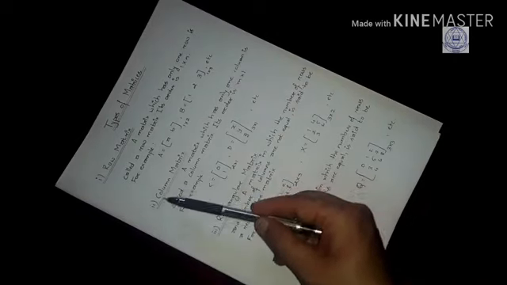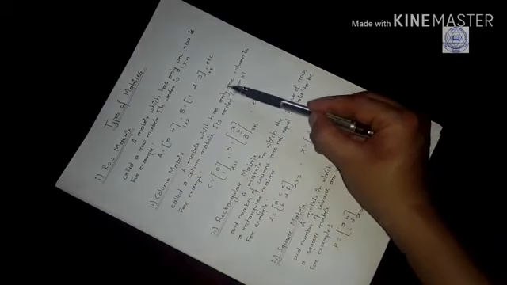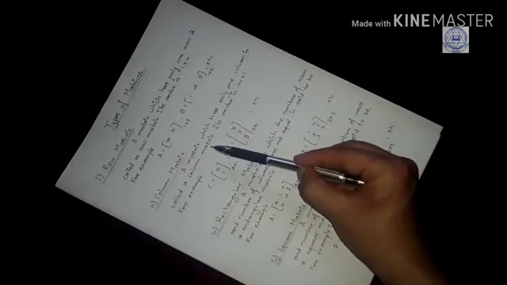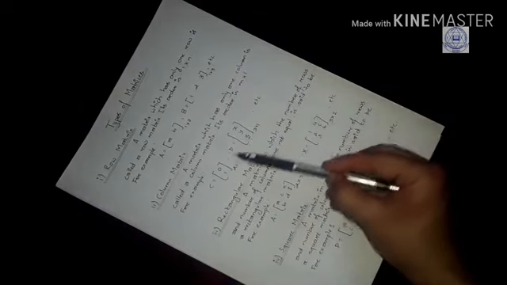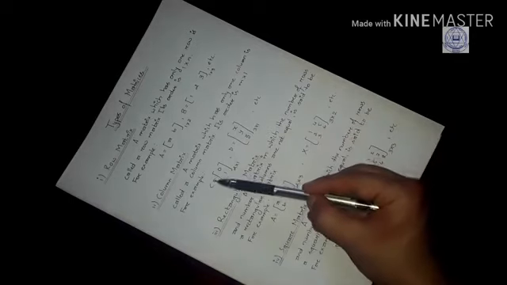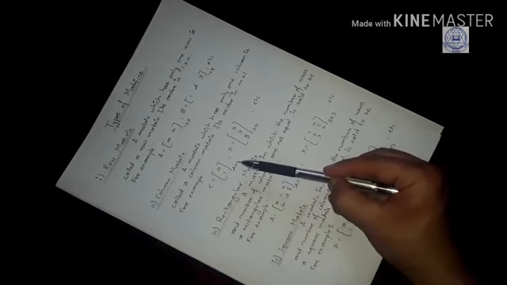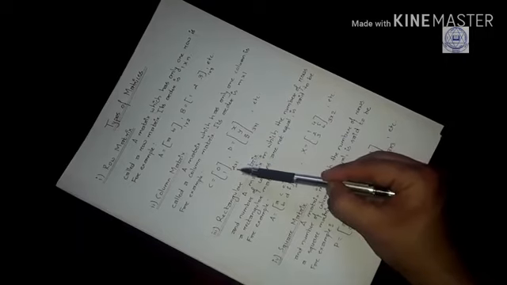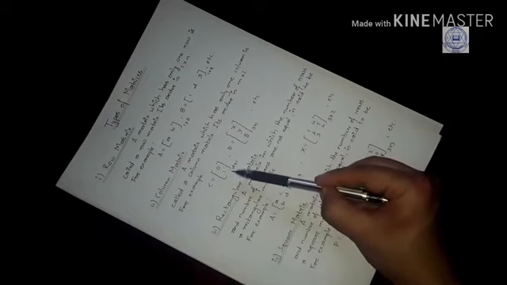The second one is column matrix. A matrix which has only one column is called a column matrix. Its order is m by 1. You will get it cleared with the example. Example number 1 is C, whose order is 2 by 1. It has 2 rows and 1 column.